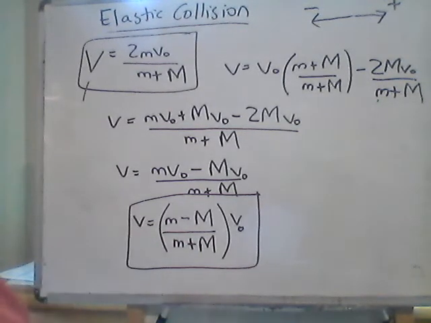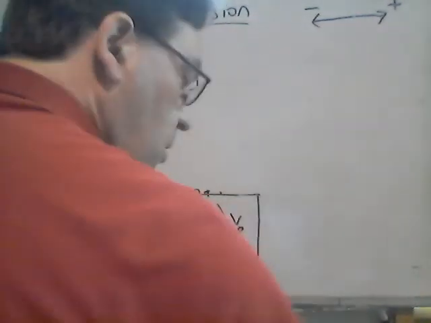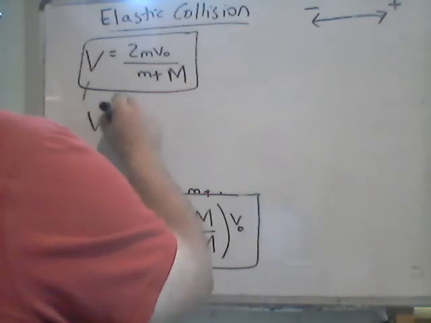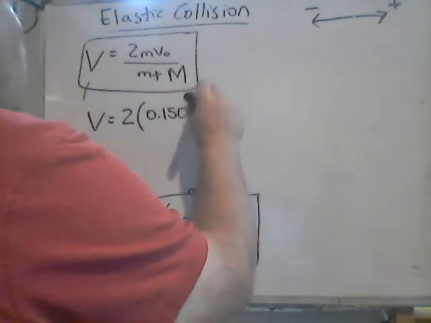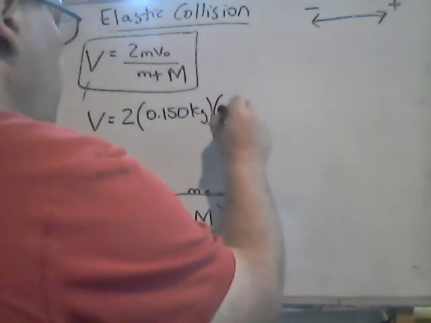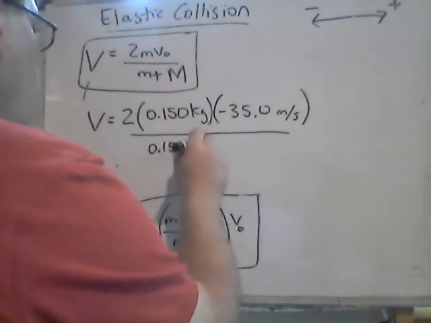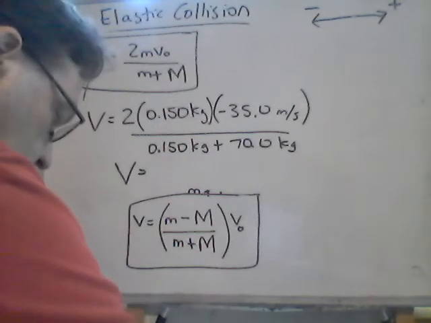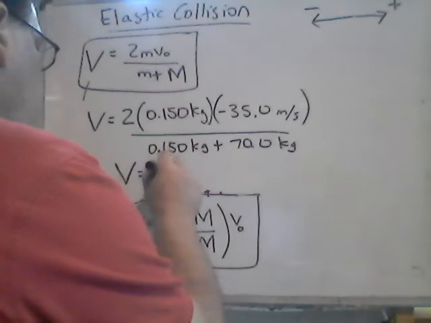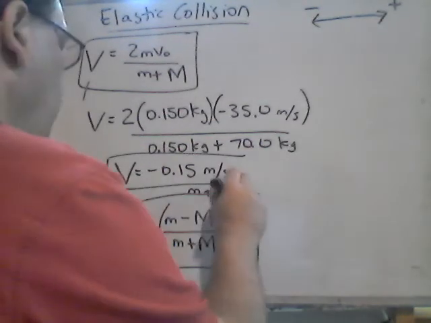Now we're ready to put in some numbers, all right? Going back to the hockey goalie, let's plug in its numbers. Big V, what was the mass of the hockey puck again? It was 0.150 kilograms. Initial velocity was negative. Remember, we're still talking about velocities here. 35.0 meters per second. And then divide by the total mass, the 0.150 kilogram hockey puck plus the 70.0 kilogram goalie. So the final velocity of that goalie is going to be negative 0.15 meters per second. So the big goalie is going to have a small final velocity.